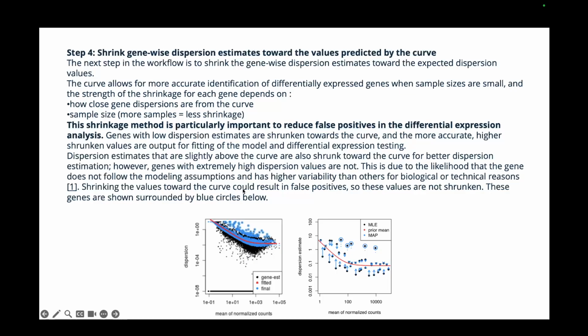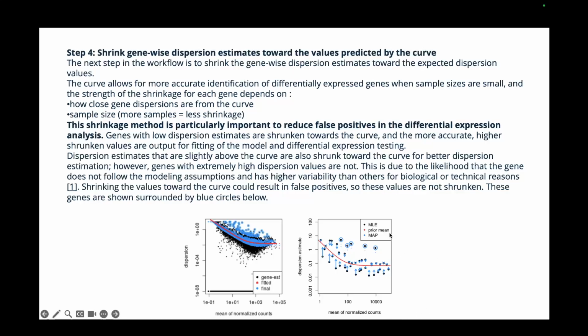Shrinking the values towards the curve could result in false positives, so these values are not shrunken. These genes are shown surrounded by blue circles below. So these are the high dispersion ones, right? These ones. The other ones you see are shrunk towards the curve. So just below the line, just above the line, they're shrunk. But the ones that have very high dispersion values are not.